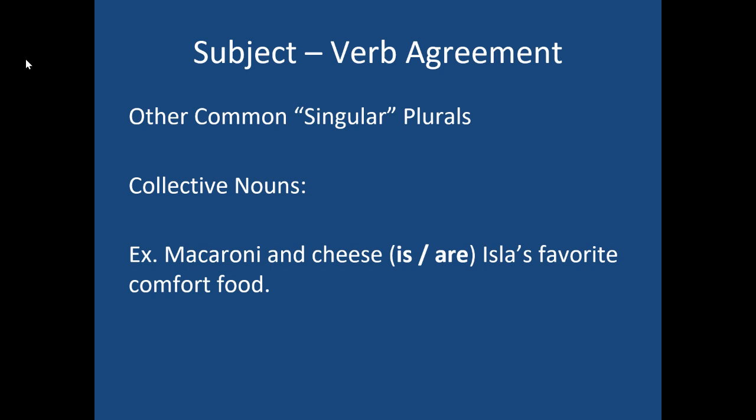Collective nouns. Macaroni and cheese is or are Isla's favorite comfort food. Well, they're not two individual items. My daughter's not eating both macaroni and cheese, but it's all combined. So there's certain things which we just treat as being a collective noun. So macaroni and cheese is Isla's favorite comfort food.